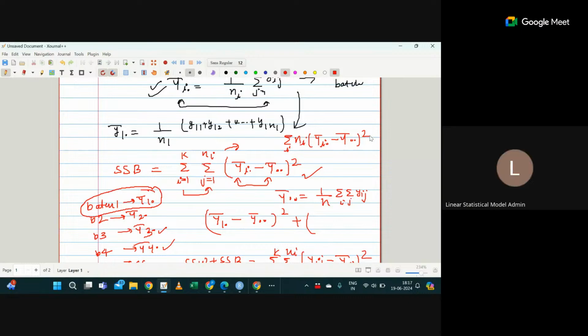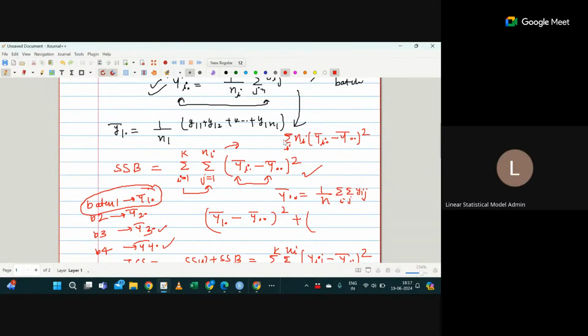Can you repeat? In simple form, whenever we see the formula for variance of anything, we are generally dividing the squared difference by n, the number of observations. But in this SSB part, why are we multiplying by ni? Okay. First of all, let me clear this.